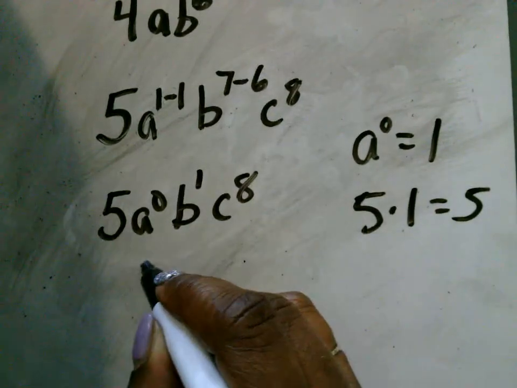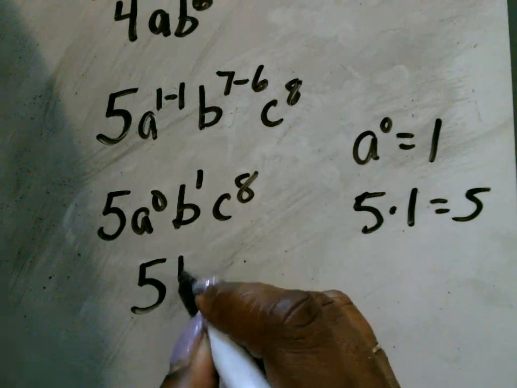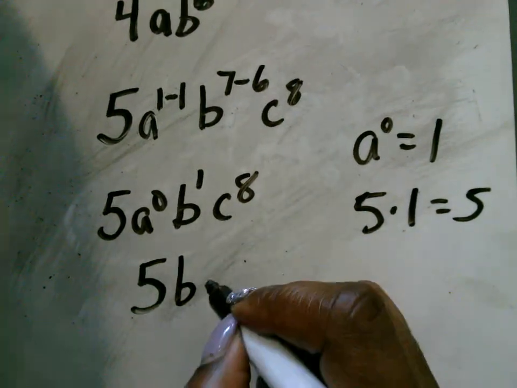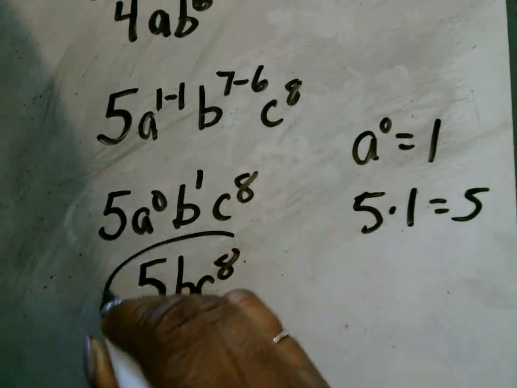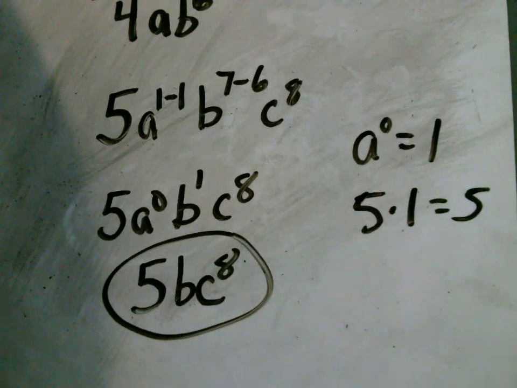So we got 5 here, B to the first, or just B, C to the 8th. Okay? A to the 0 power means don't multiply A at all. So just remove it. Any questions? Yeah. What's your question? Oh, it doesn't have. Okay. All right, let's try another one.